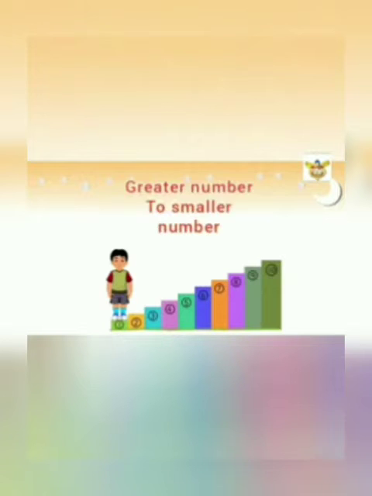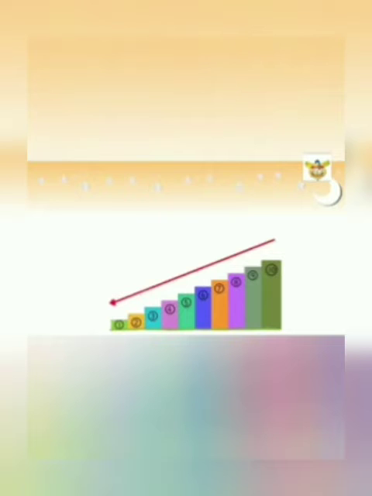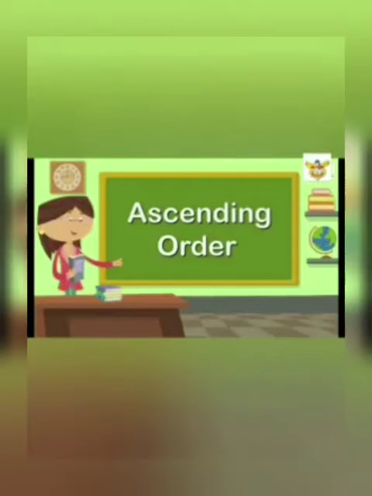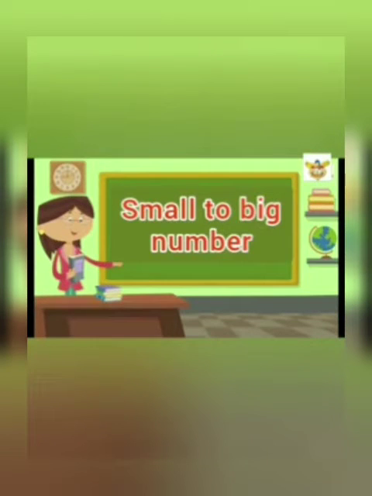The numbers are decreasing from big number to small number. Therefore, descending order means big number to small number, greater number to smaller number. When the numbers are arranged greatest to smallest, they are in decreasing order or descending order. So descending means big number to small number and ascending means small number to big number.